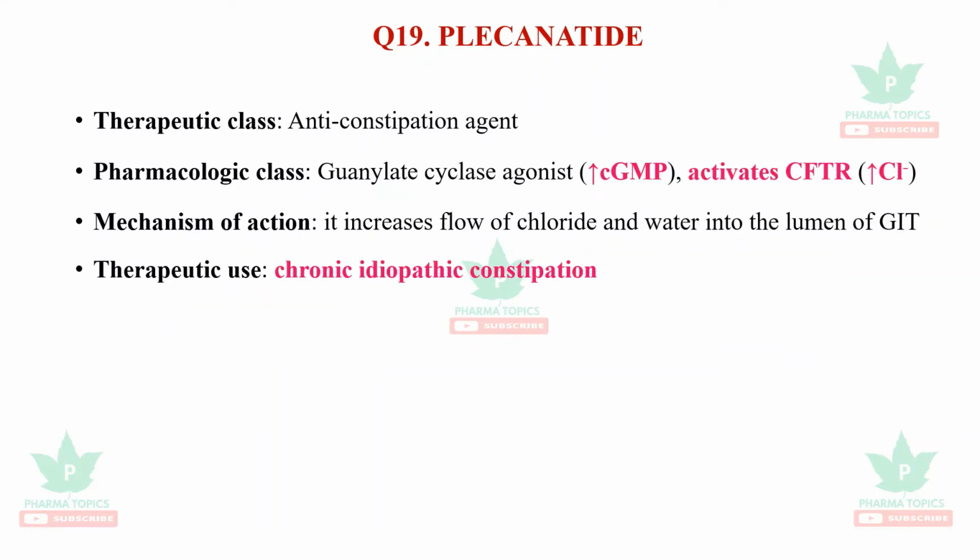Question number 19, it's a very new drug, plecanatide. It's rarely asked, but you may go through it. They may ask in 2 marks. It's an anti-constipation agent. It's a cGMP increasing guanylyl cyclase agonist. It activates CFTR, that is cystic fibrosis transmembrane conductance regulator. It increases the chloride content of the colon. It increases the flow of chloride and water into the lumen of the GIT. It is used in treatment of chronic idiopathic constipation.